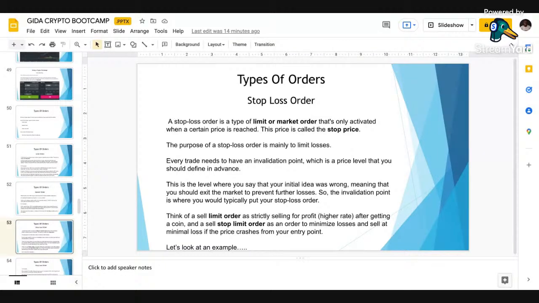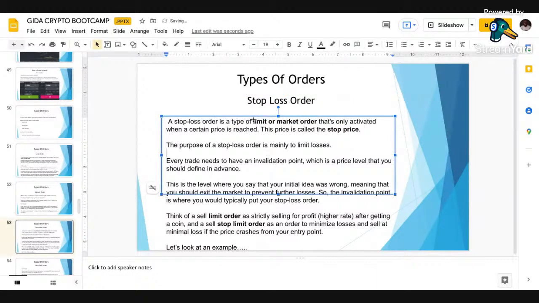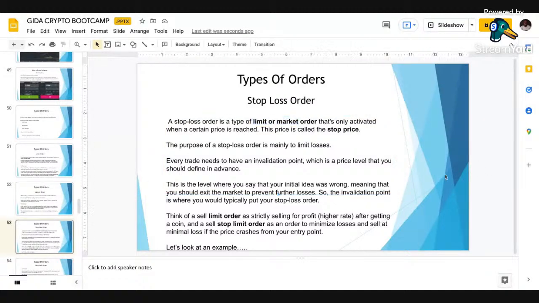Now, there are two things that can happen. That is where we now talk about stop limit or stop market. Stop loss orders are of two types. You can have the stop limit or the stop market order. So first of all, you must have your stop price in mind. So when it now gets to that stop price, one out of two things should happen. That is the meaning of limit and market.